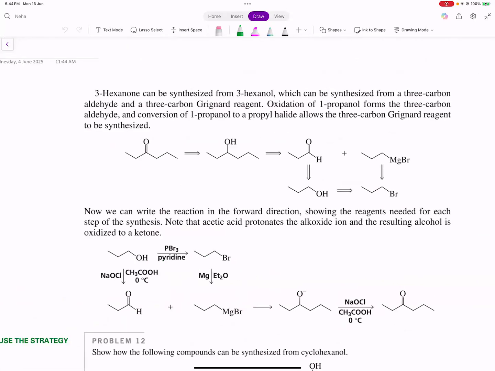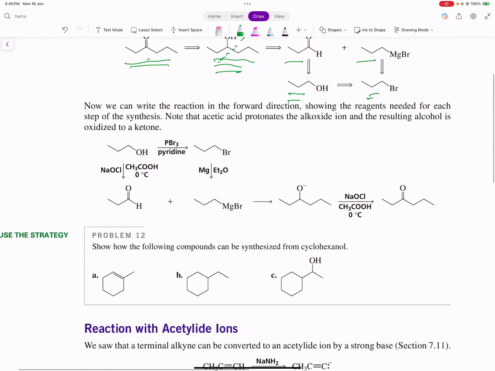Okay, now it's again the retrosynthetic analysis. Suppose we want to synthesize this, then we are thinking backwards. This can come from oxidizing this alcohol, and this we can get by this combination, because I can use the Grignard reagent and the aldehyde. This aldehyde can come from this, and this can come from this. So now in the forward direction, we can synthesize it like this. So this is again homework.